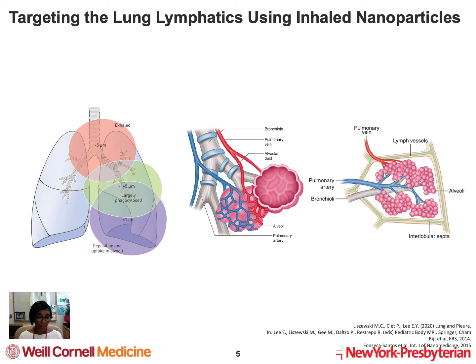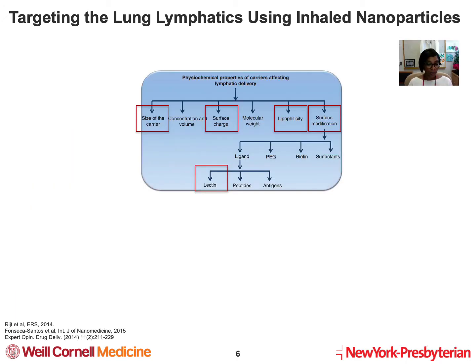So designing molecules that could be targeted to the lymphatics could potentially lead to their preferential uptake into the lymphatic vessels and not into the blood circulation. So how could we do this? There's actually been a fair amount of work in this area.